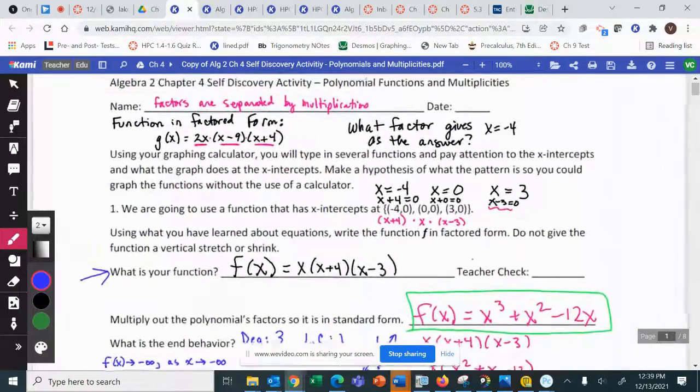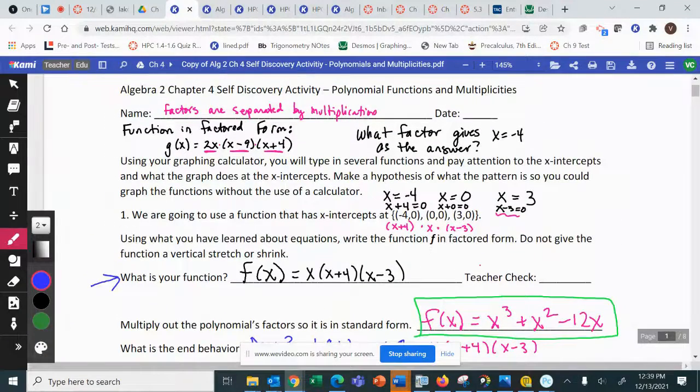Last week we went over this stuff together. I got you started on this activity. You were supposed to get teacher checks on the equations to make sure that you had them correct before typing them into the graphing calculator.